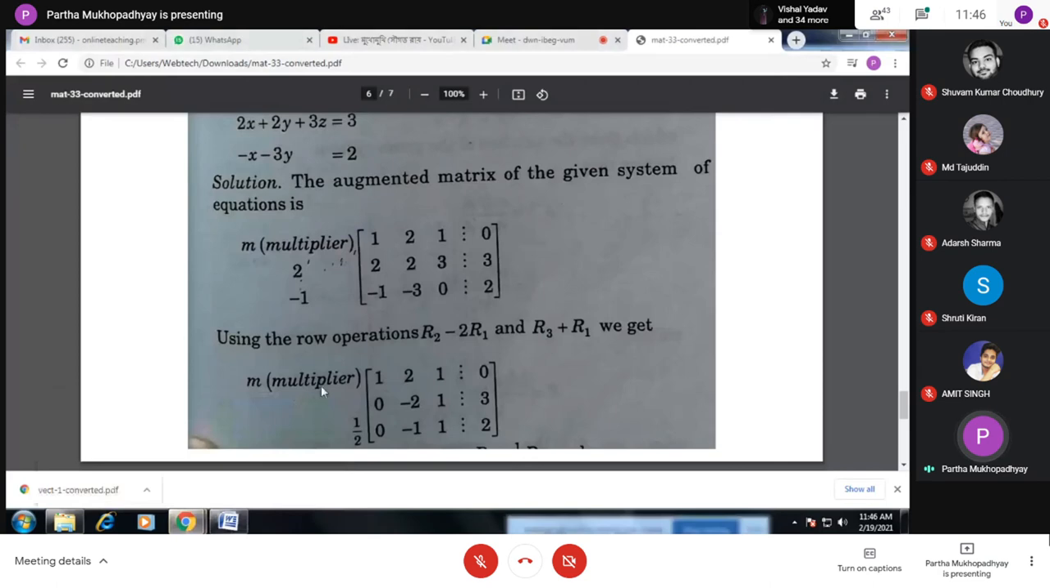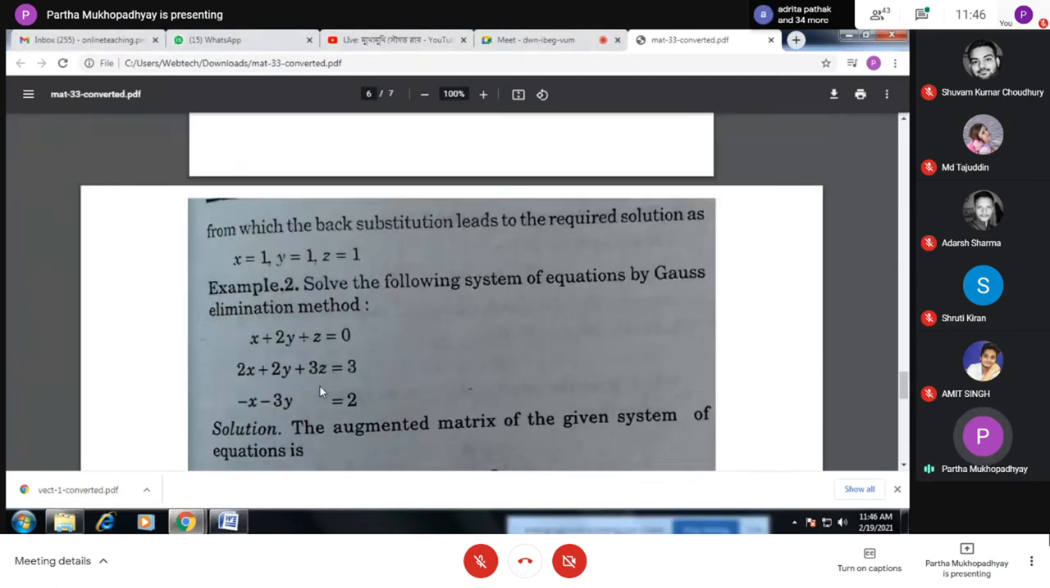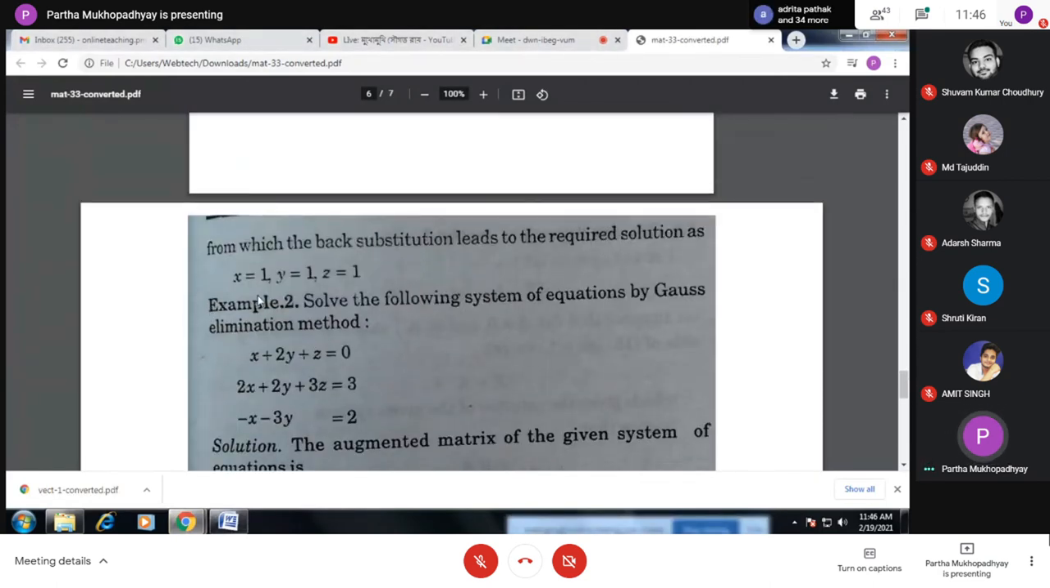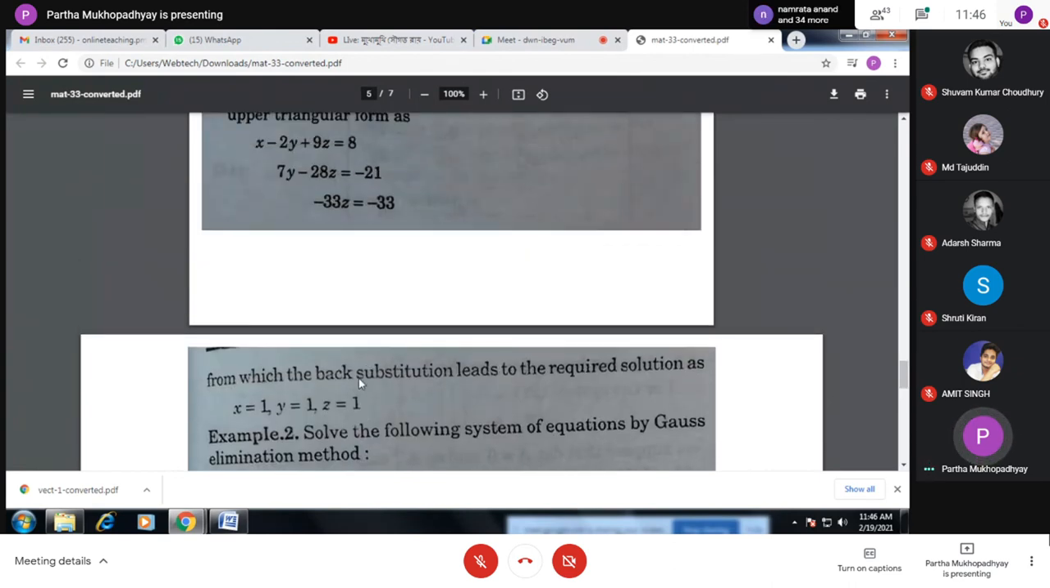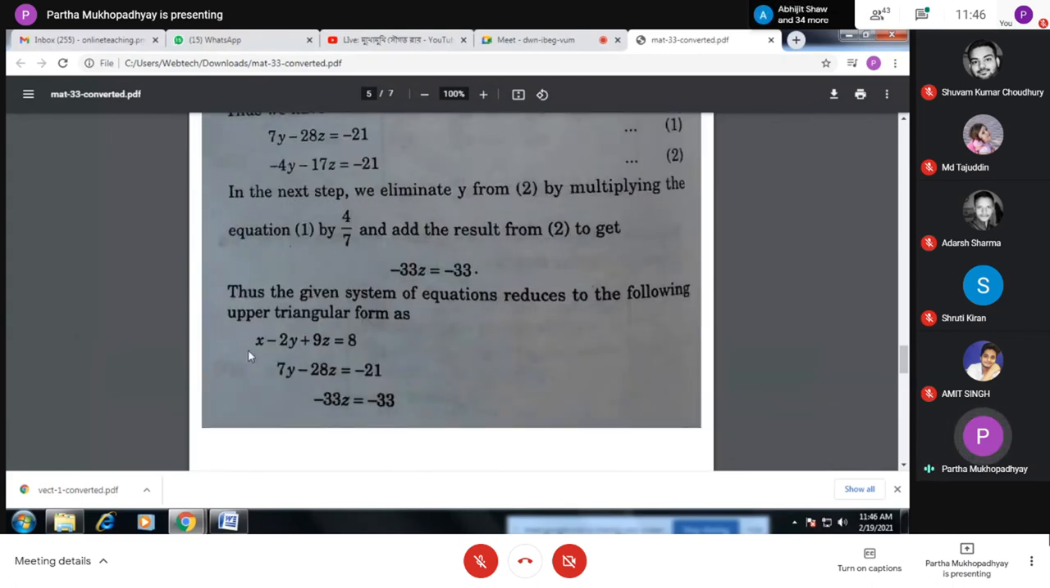What is happening here? No, sorry. This is example 2. This is the problem. X equal to 1, Y equal to 1, Z equal to 1. Okay. Our equation reduction is okay. These are the reductions. X minus 2Y plus 9Z is equal to 8. 7Y minus 28Z is equal to minus 21. Minus 33Z is equal to minus 33.